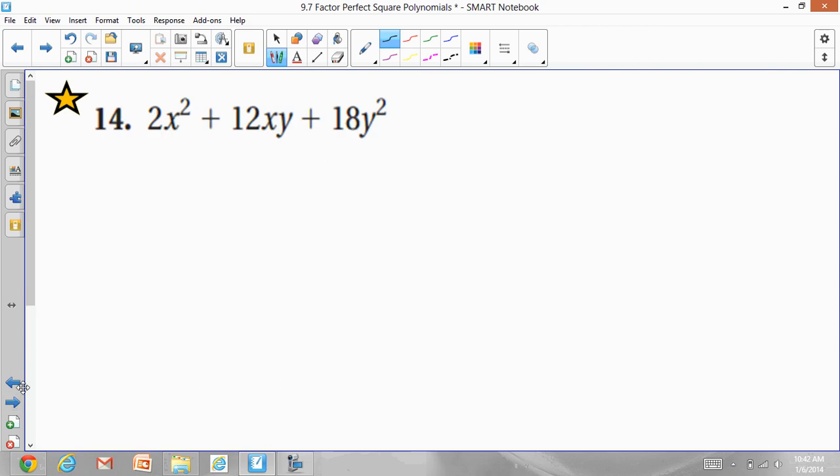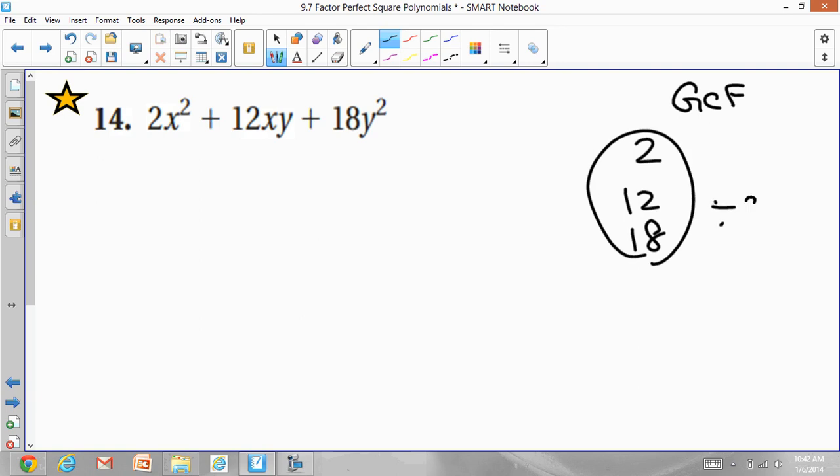Copy question number 14. 14 is actually an easy question. The first step you need to recognize is always see if there is anything common you can pull out. See if there is any greatest common factor that you can pull out. So in this case, you have a 2, 12, and 18. All three of them can be divided by 2. So 2 is the factor that I'm going to pull out.